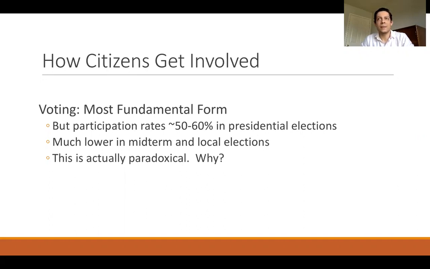As I said, voting is the most fundamental form of participation. However, the United States, despite being one of the nation's oldest democracies, has remarkably low voter turnout. Participation rates in presidential election years is anywhere from 50 to 60%. It's much lower when you look at midterm and local elections. This is actually a pretty paradoxical observation, and I'm going to explain why.